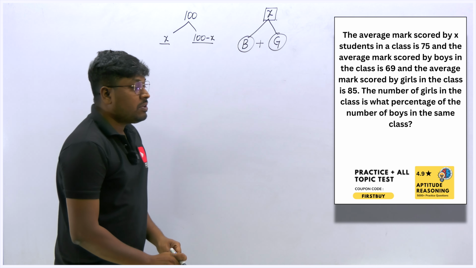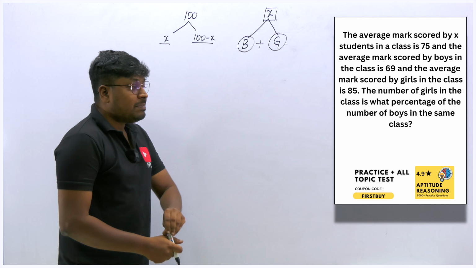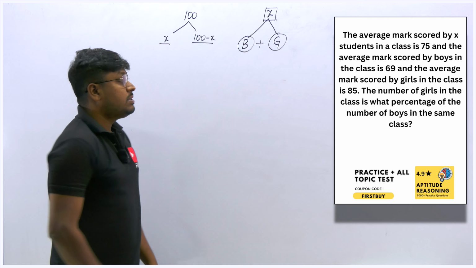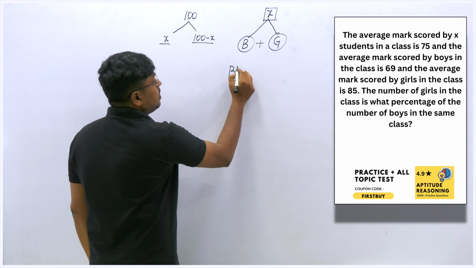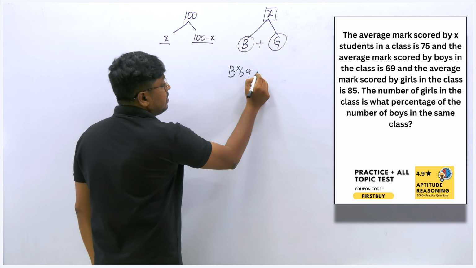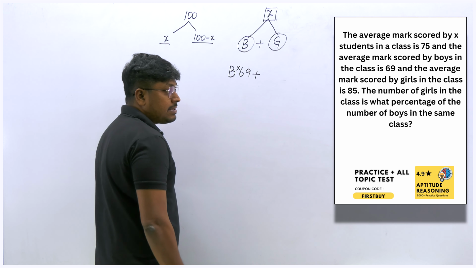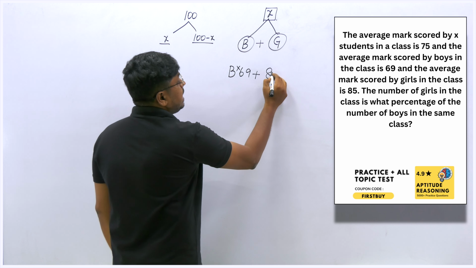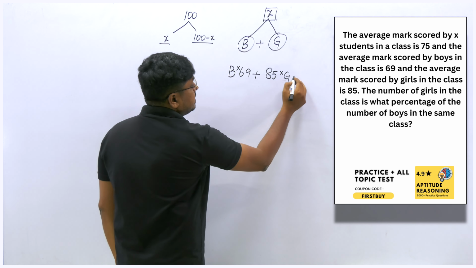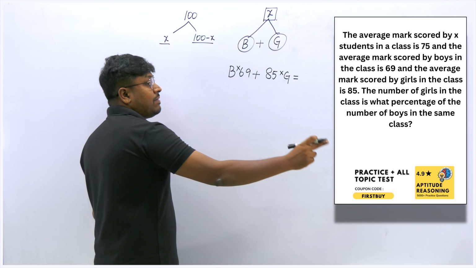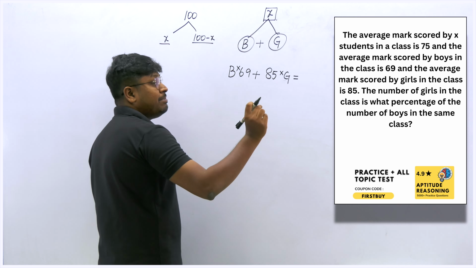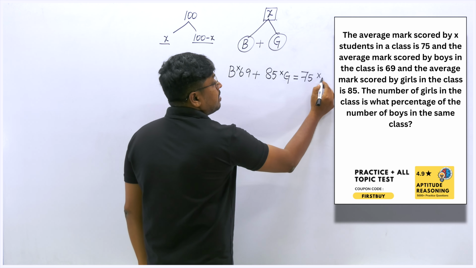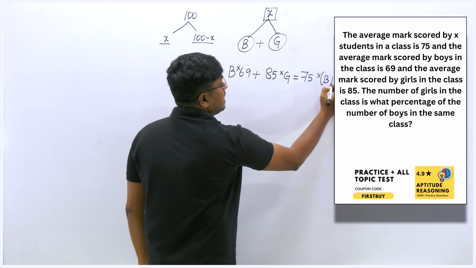Now, according to the question, the average scored by the boys in a class is 69. So 69 into boys, plus the average scored by the girls, which is 85, so 85 into girls, is equal to the total average they have given, which is 75. So 75 into the total strength in the classroom, which is boys and girls.